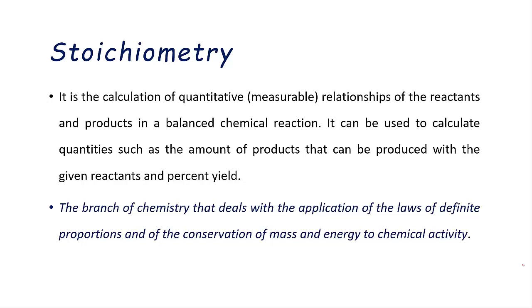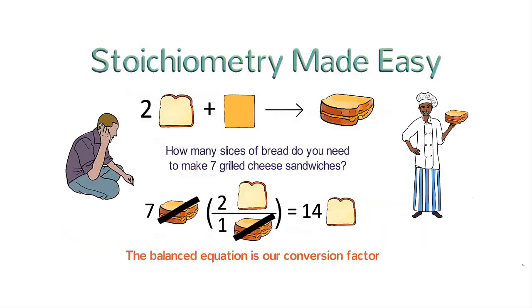Now let's see stoichiometry in simple terms. If we need 2 slices of bread and 1 slice of cheese to form one sandwich, then how many slices of bread will be required to make 7 sandwiches? So obviously we will need 14. And the balanced equation is our conservation factor here. That is what stoichiometry states. We have already applied this in the mole concept, in Avogadro's law, and Gay-Lussac's law.